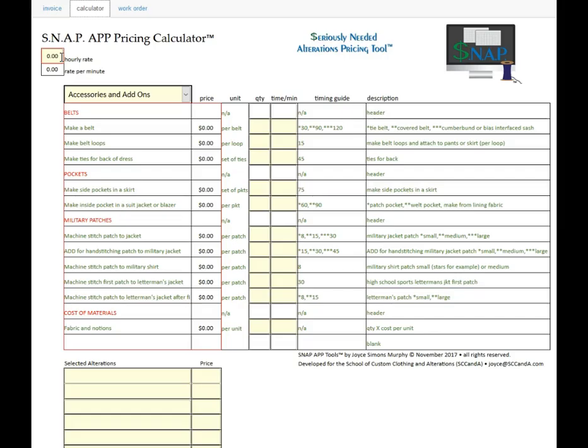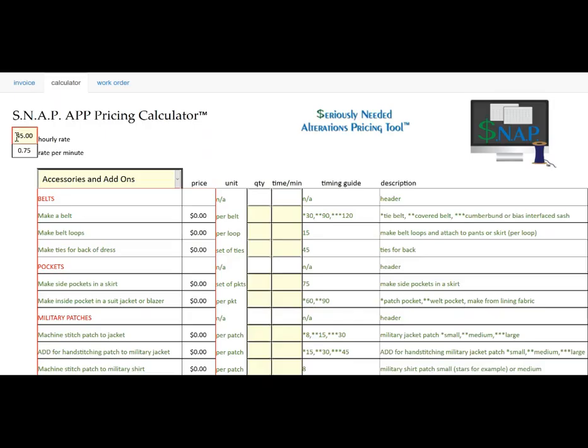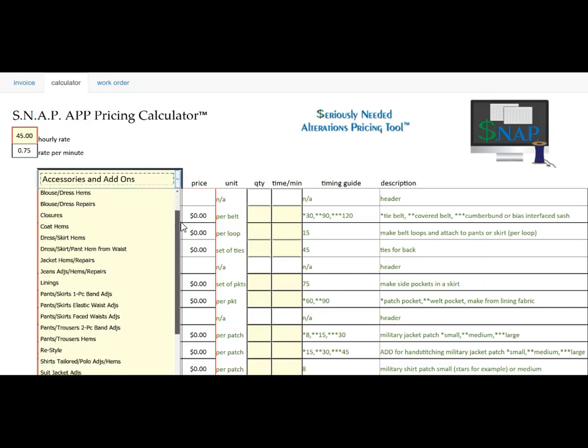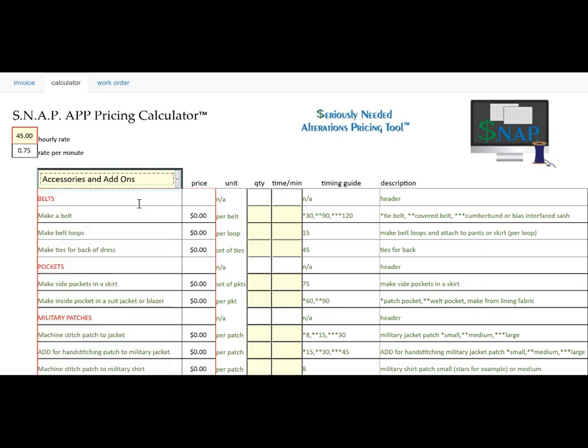To begin using your calculator, enter your hourly rate. Note that it tells you the hourly rate of 45 equates to 75 cents per minute. Let's take a look at the categories. Use this arrow to the right of the title to take a look at all 25 category titles.